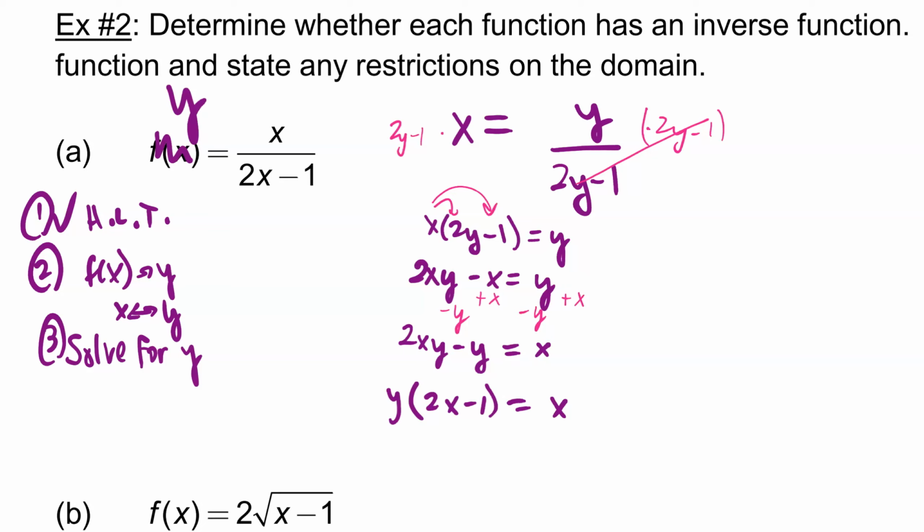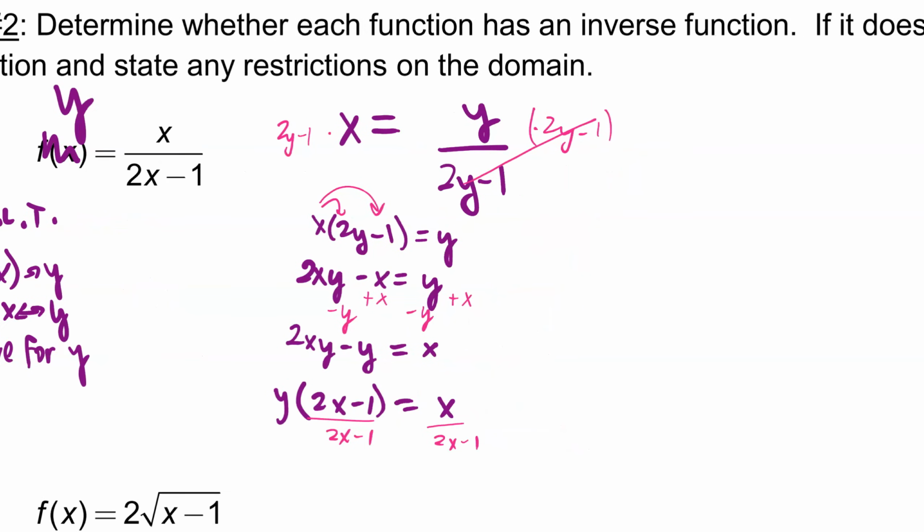All right, last thing, to get it by itself, divide both sides by 2x minus 1. So I see y is equal to x over 2x minus 1. And then you have to replace y with f inverse of x.